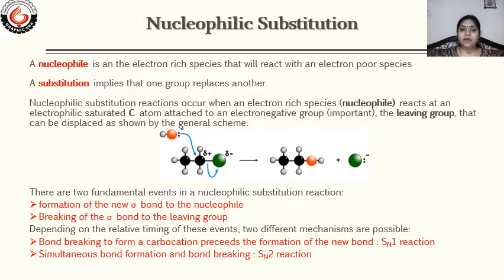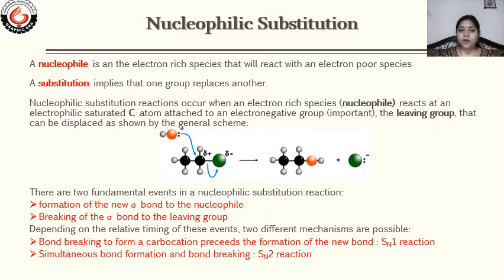There are two fundamental events in a nucleophilic substitution reaction. First, the formation of a new sigma bond to the nucleophile, because the nucleophile is the attacking agent and it is going to replace the leaving group. So obviously the nucleophile will form a new sigma bond with the substrate molecule, and the second is breaking of the sigma bond to the leaving group. That means the sigma bond present between the leaving group and carbon skeleton is about to break.